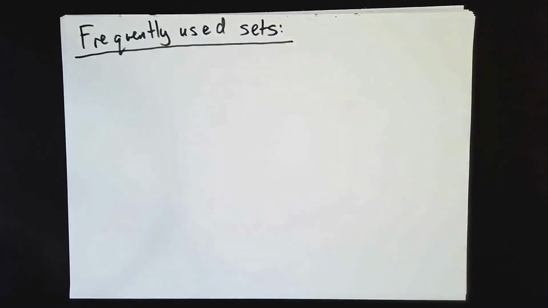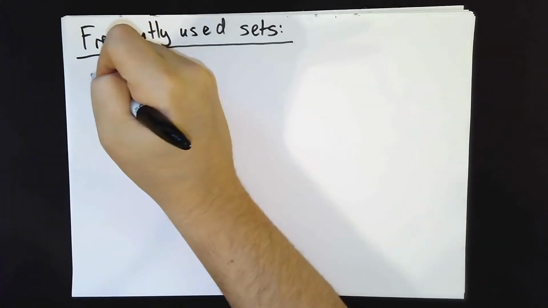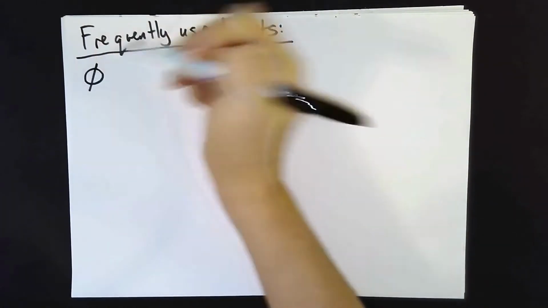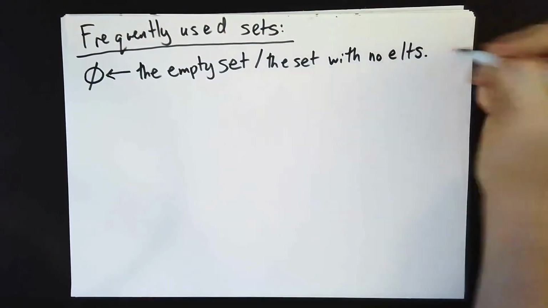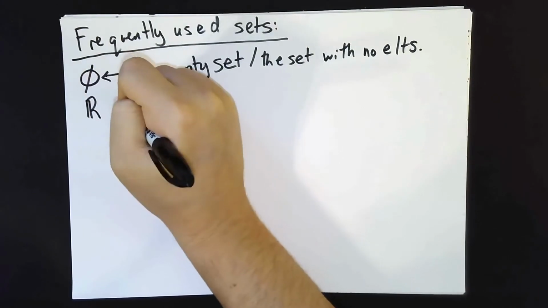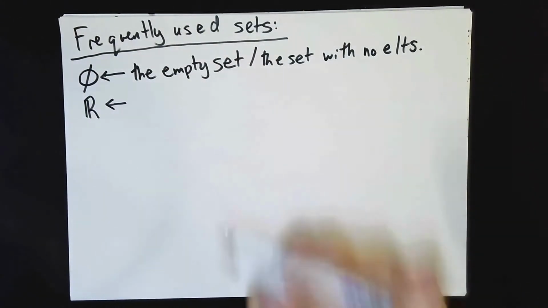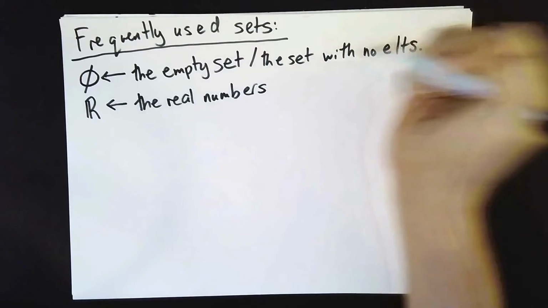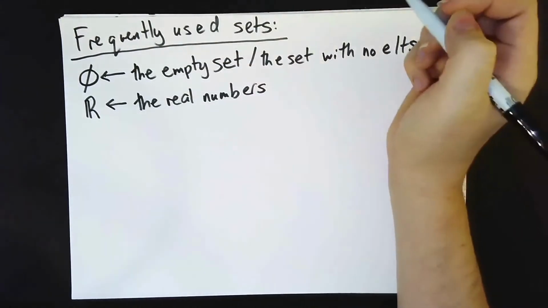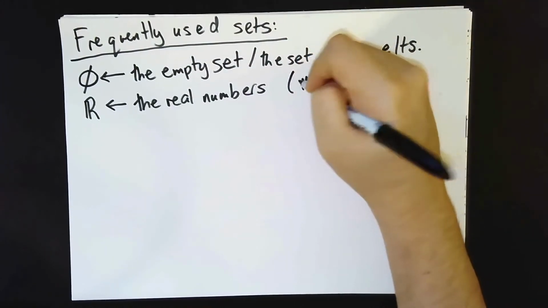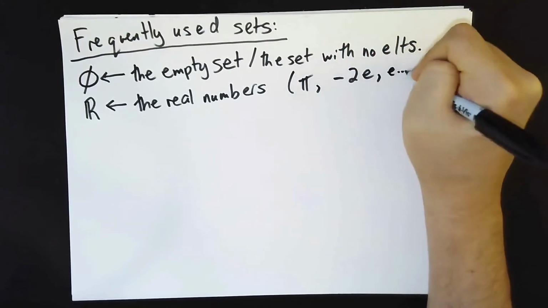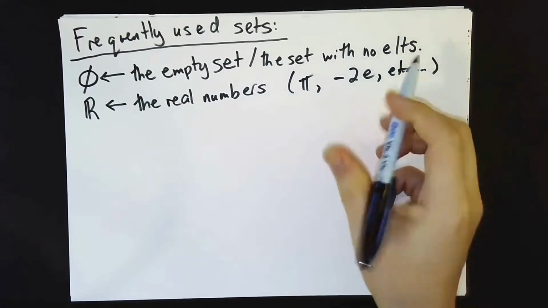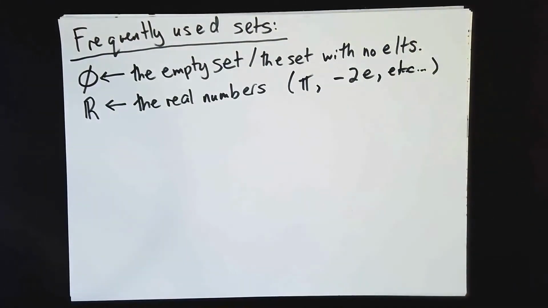There are some particularly important sets that we give special names. So the first of these, which we'll denote by this, is the empty set. That is, it is the set with no elements. Next up, we use this. This is probably one you have seen before in calculus classes or whatever. This is the real numbers. So for example, things like pi, or negative 2e, etc. These things are all elements of R.